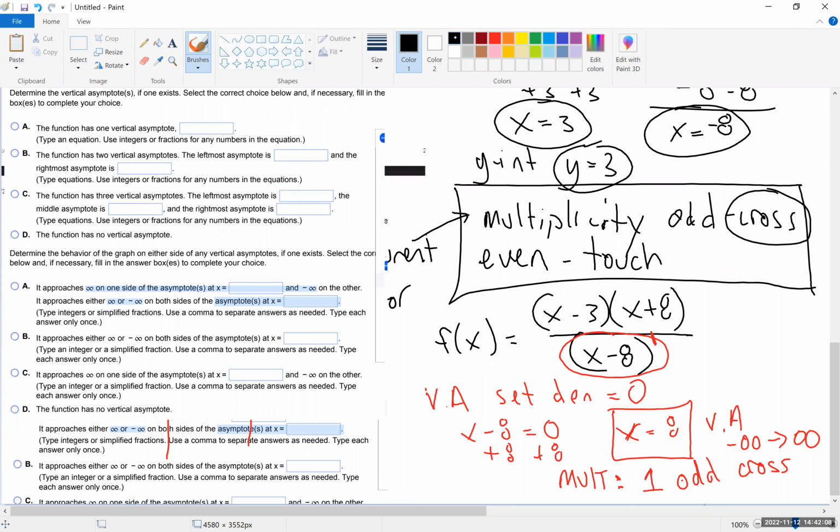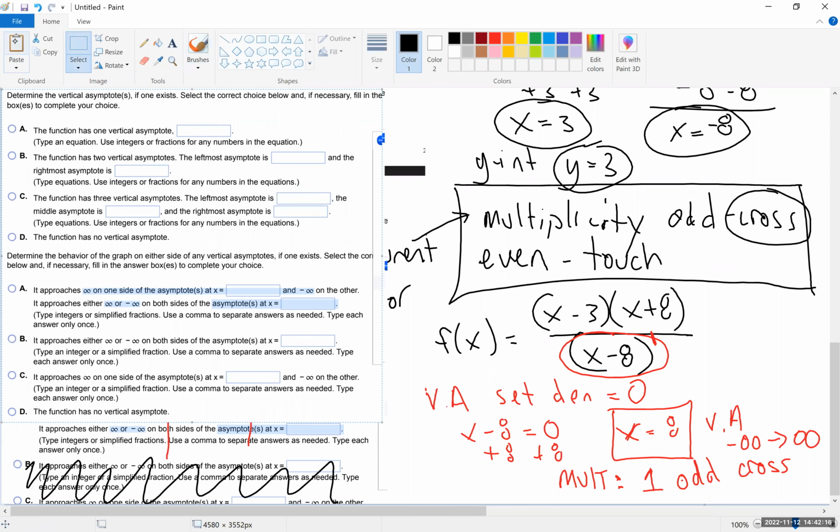Oh, we did the one vertical asymptote, right? So we're looking... Oh, this is getting confusing. Here we go. We're looking down here, right? Should we paste it one more time? Okay, there, we pasted enough. We're looking down here where it says it approaches -infinity on one side and the other. C is what we want to answer.